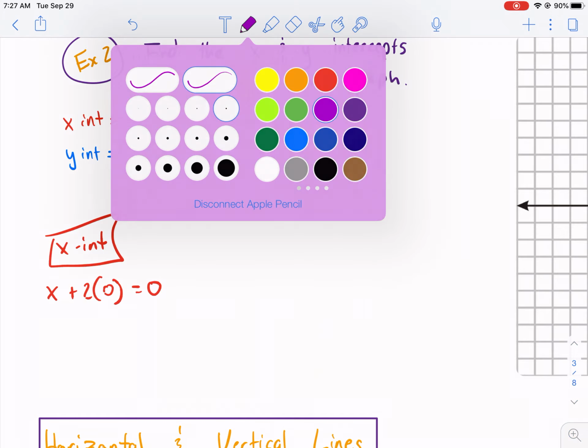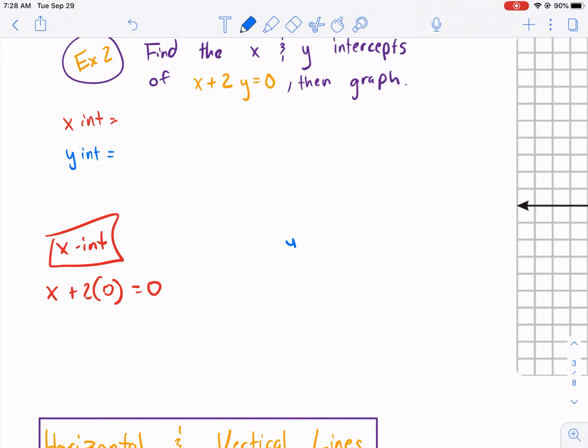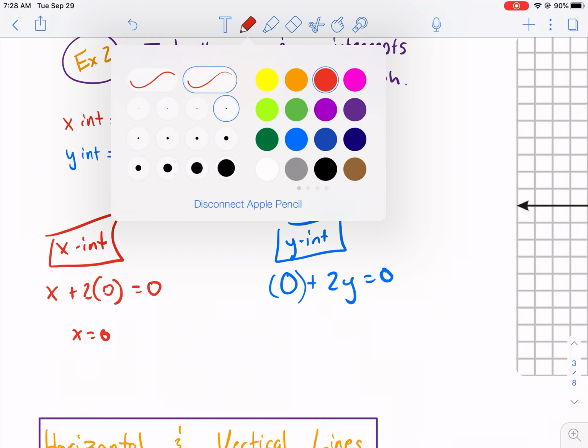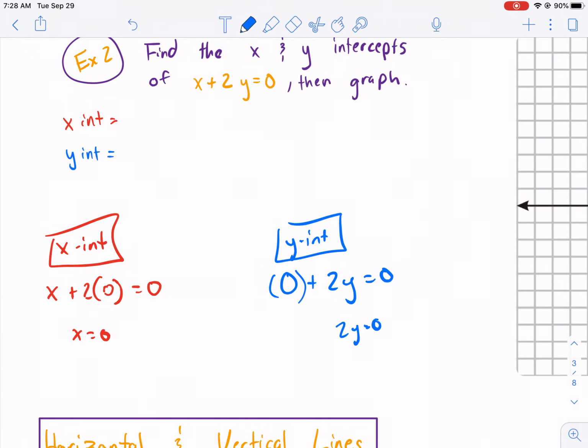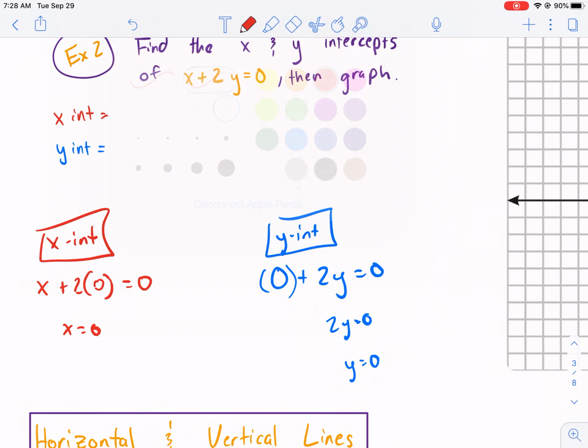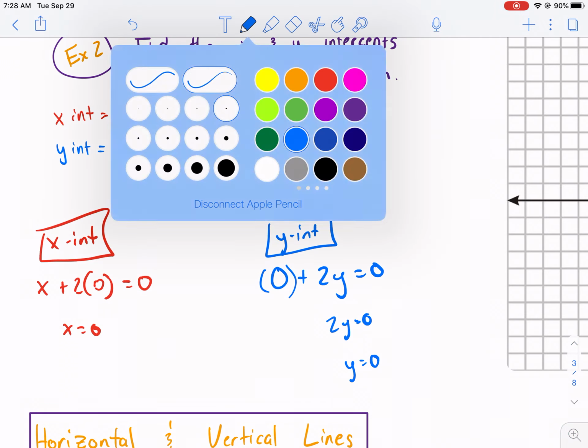Okay, and for our y-intercept, we plug in the exact opposite. We plug in 0 for x, y-intercept. So now we have 0 plus 2y equals 0. Notice how I plugged in 0 for x when we're trying to find the y-intercept, and 0 for y when we're trying to find the x-intercept. So we get x equals 0, and then we get 2y equals 0, and then we get y equals 0. Now, this is a problem because we have x-intercept is 0, y-intercept is 0. So that's the point 0, 0, and the point 0, 0.